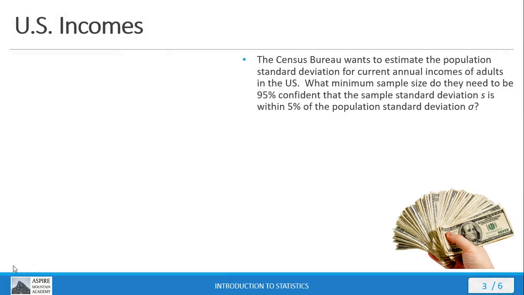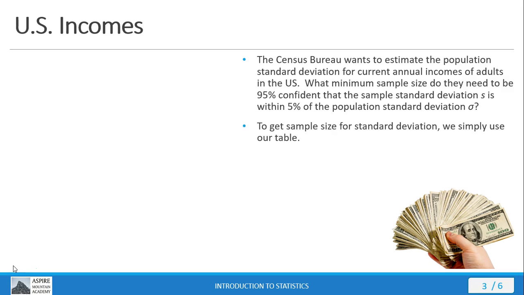Let's take a look at an example problem where this can be used. The Census Bureau wants to estimate the population standard deviation for current annual incomes of adults in the United States. What minimum sample size do they need to be 95% confident that the sample standard deviation is within 5% of the population standard deviation?